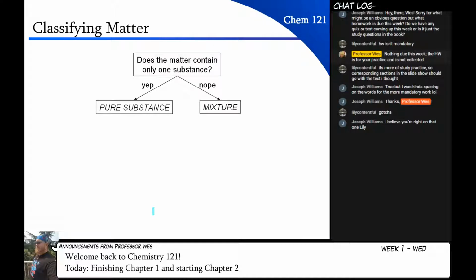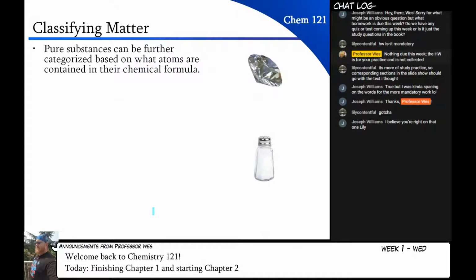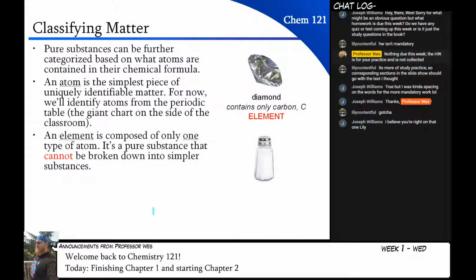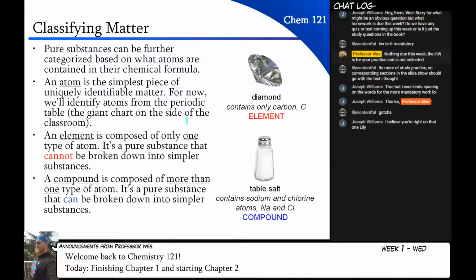So let's look at the elements first. On the screen, I have 2 different, not elements, I'm sorry, the pure substances. On the screen, I have 2 different substances that are considered pure. So a diamond can be pure because all it contains is carbon. Now, I don't expect you to know that diamonds are made of carbon. But if we assume that that statement is true and there's only carbon atoms in there, we could differentiate that from something like table salt. Table salt is pure. It's only table salt. There's only salt in the shaker. But that salt itself contains 2 atoms instead of 1.